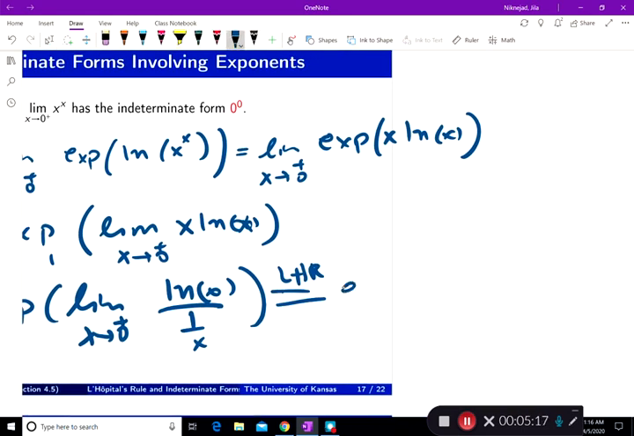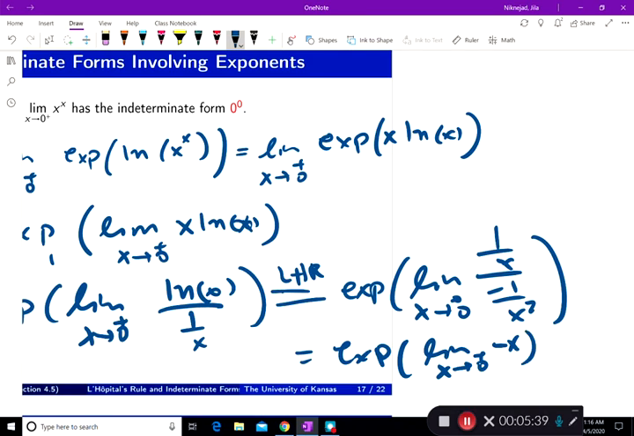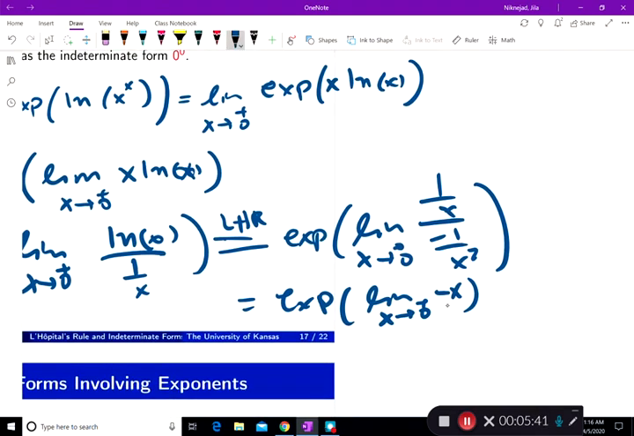After L'Hopital's rule, again, don't forget the exponential, don't forget the limit. I get 1 over x over negative 1 over x squared. If I simplify it this time, it's the limit as x goes to 0 from the positive side of negative x. As x goes to 0 from the positive side, the entire thing goes to 0, so it's e to the power 0, and that is 1.